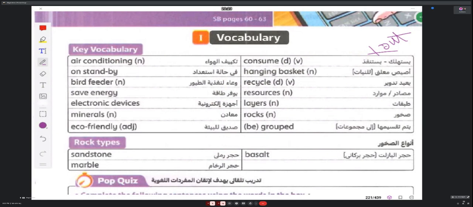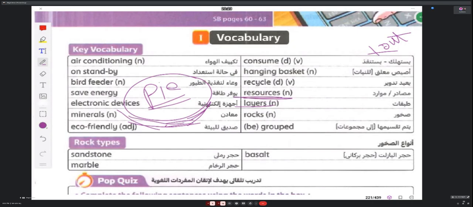Layer means, for example, الفطيرة, it has many layers, two, three, four, maybe more layers. So it is in layers. That means ليها طبقات كده.